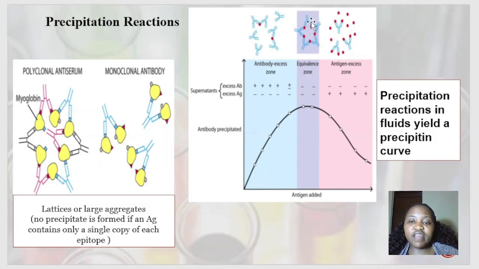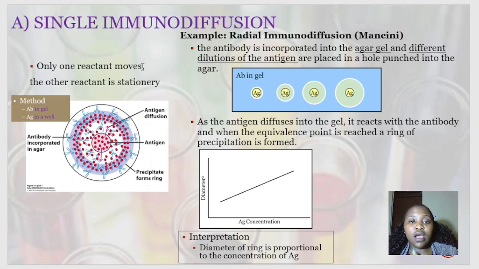But we do have an equivalence zone, where we have enough antibodies against enough antigens, and once they combine, they aggregate together and form a lattice that forms what we call a precipitate. We are able to see a precipitate. We look at single immunodiffusion, a type of precipitation reaction. Within this setup, your antigen is within the well, then you add your antibody. So one reactant is what moves.